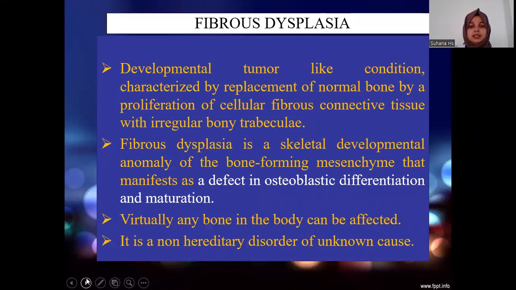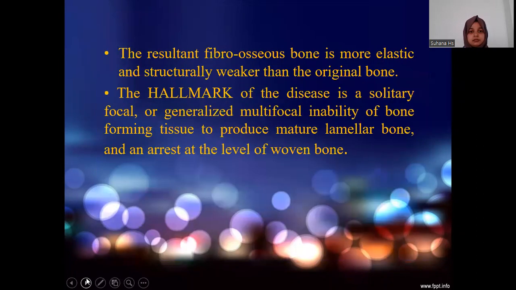Fibrous dysplasia is a developmental tumor-like condition which is characterized by replacement of the normal bone by proliferation of cellular fibrous connective tissue with irregular bony trabeculae. It is a skeletal developmental anomaly of the bone-forming mesenchyme, which manifests as a defect in osteoblast differentiation and maturation. Any bone in the body can be affected. It is a non-hereditary disorder of unknown cause.